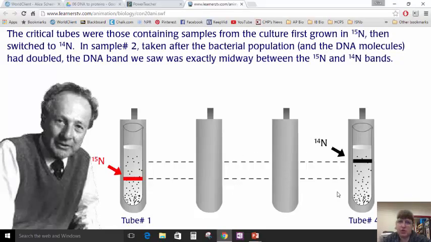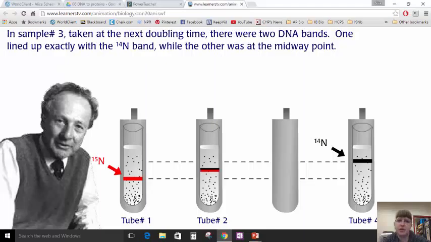But the two tubes in the middle were the two critical tubes, and they were containing the culture that was first grown in the nitrogen-15 and then switched to nitrogen-14. So sample 2 is after the bacterial population doubled once, and then the DNA band that they saw was exactly in between. So this showed that it had equal amounts of nitrogen-15 and nitrogen-14. And then sample 3 was taken after the second replication, and they saw 2 bands, and one lined up exactly with the nitrogen-14, and the other was halfway, just like in tube 2.